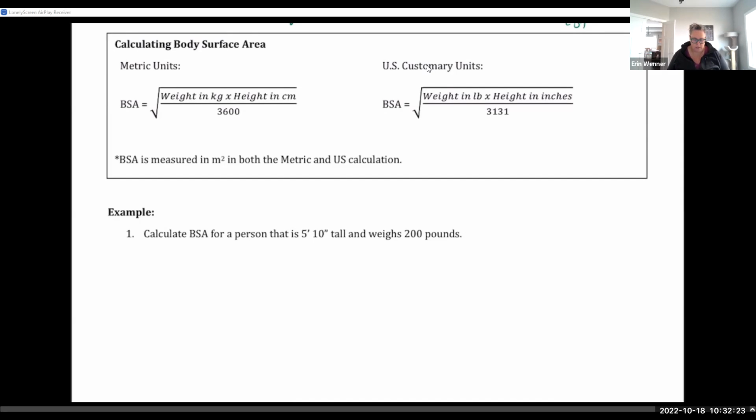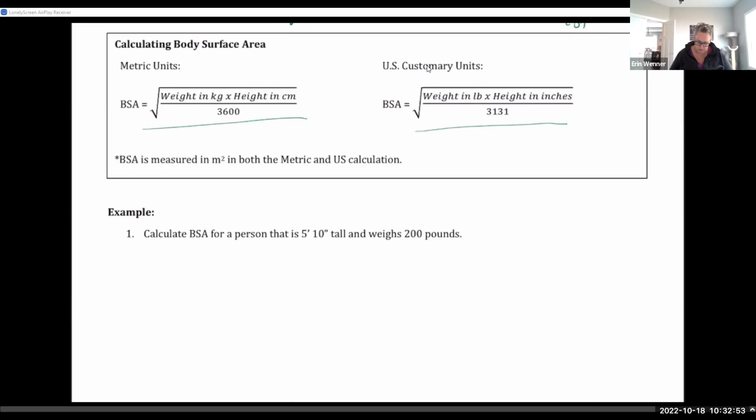So body surface area, it depends on which formula you use based on how they're giving you the patient's weight. If they give you the weight in kilograms, you would be using the formula on the left. If they give you the weight in pounds, you would be using the formula on the right. BSA is measured in meters squared in both the metric and the US calculation. So your answer would be in meters squared.